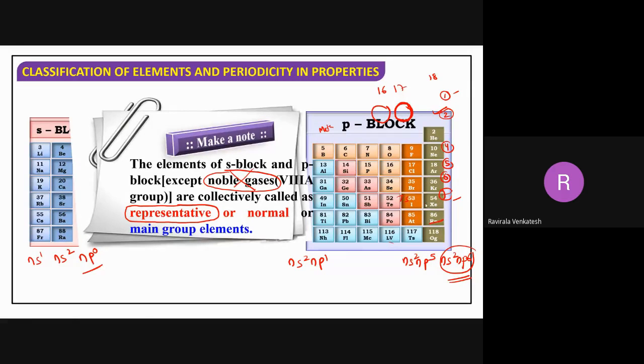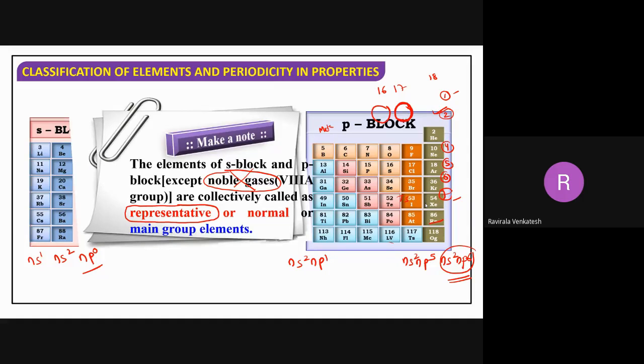Again, I am asking: which elements are called representative elements? Do fast. S-block and P-block elements, except noble gases. Remember this one.